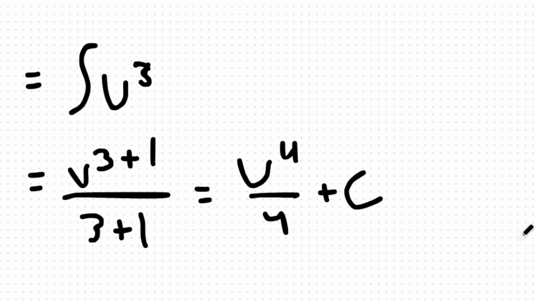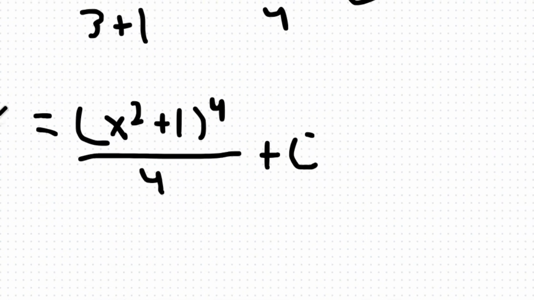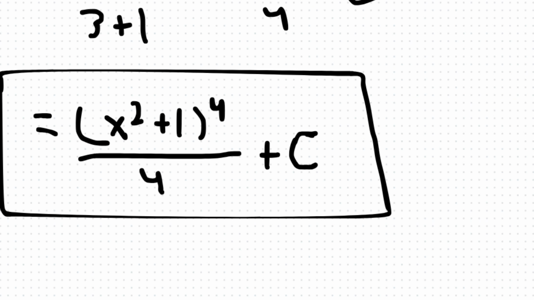Finally, substitute back x squared plus 1 for u. Integral 2x times (x squared plus 1) cubed dx equals (x squared plus 1) to the power of 4 divided by 4 plus c. Substitution just made a complex problem look easy.